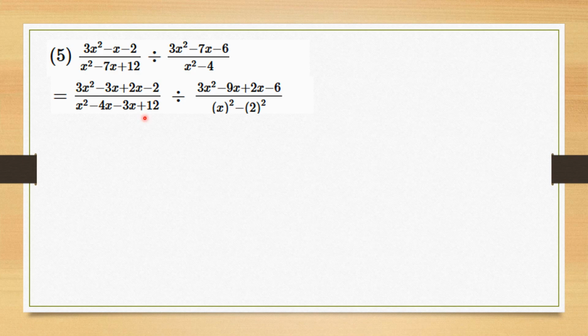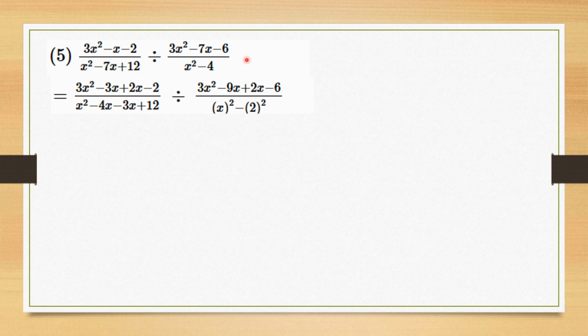Similarly, in the denominator, we have x squared minus 7x plus 12. So here it is just 12. Now 12 you have to split into two such numbers that after multiplying we get 12, and after adding we should get minus 7. So if you take minus 4 and minus 3, minus 4 multiplied by minus 3 will give you plus 12, and minus 4 minus 3 will give you minus 7. So the denominator is expanded in this way, which is x squared minus 4x minus 3x plus 12.